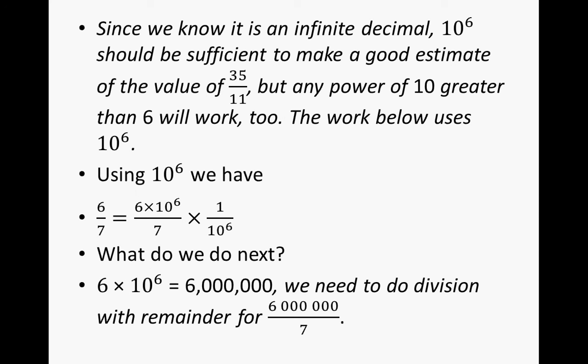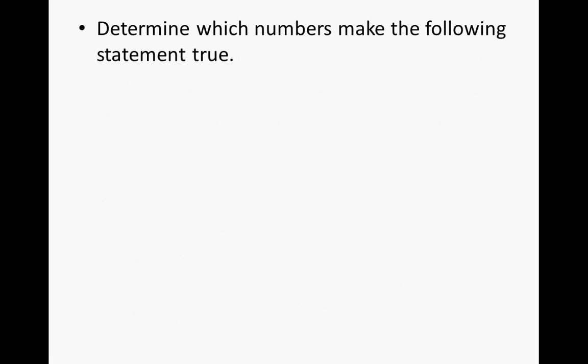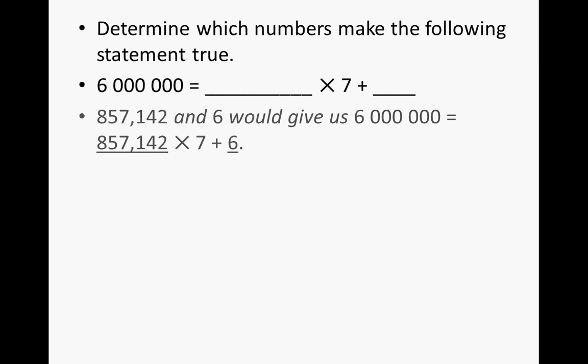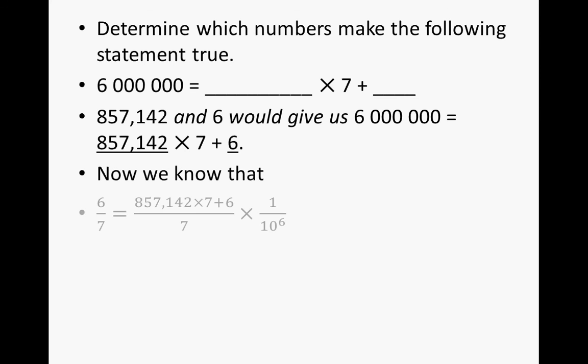Well, 6 times 10 to the 6th power is 6 million. And then we need to do division with the remainder for 6 million divided by 7. So determine which numbers make the following statement true. 6 million is equal to some number times 7 plus some number. Well, that would be 857,142, and 6 would give us 6 million equals 857,142 times 7 plus 6. So now we know that 6/7 is equal to 857,142 times 7 plus 6 over 7 times 1 over 10 to the 6th power.